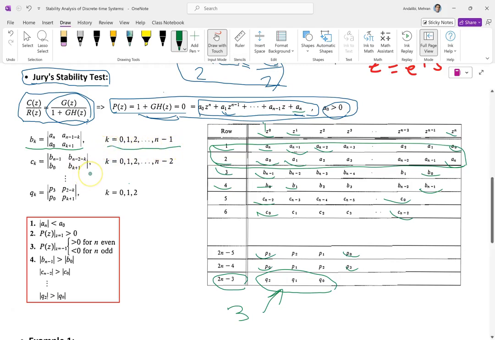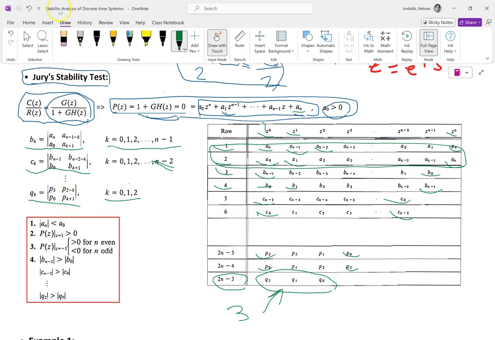Then you do the exact same thing between the b's and you get the c's: bn minus 1, bn minus 2 minus k, b naught, and bk plus 1. Again, k goes from 0, but this time to n minus 2. As you go down, you lose 1 coefficient for each 2 rows. So rows 3 and 4 have 1 less than rows 1 and 2, and 5 and 6 have 1 less than 3 and 4, until you get down to the q's, which have only 3 coefficients and are given based on the previous row. If you call them p, then qk is the determinant of p3, p2 minus k, p0, and pk plus 1.